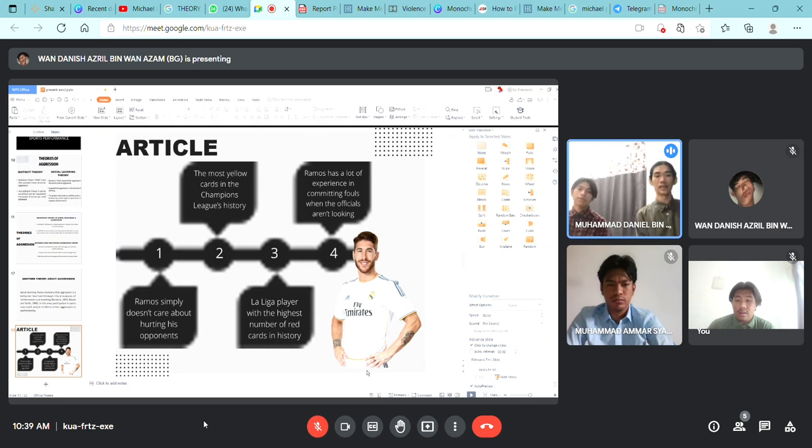So the article says, the first is, Ramos simply doesn't care about hurting his opponent. Second is, the most yellow cards in Champions League history were collected by Sergio Ramos. The third is, he is the La Liga player with the highest number of red cards in history. The fourth is, Ramos has a lot of experience in committing fouls when the officials aren't looking.